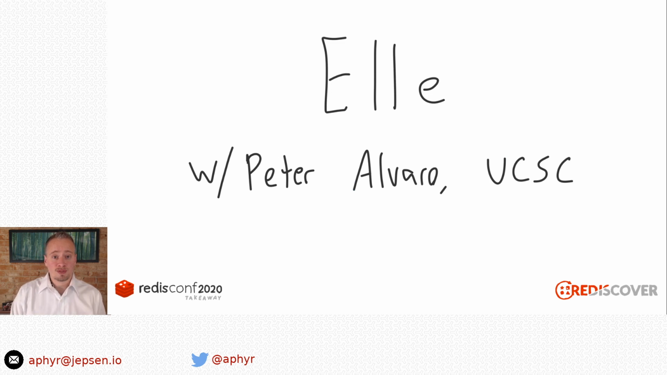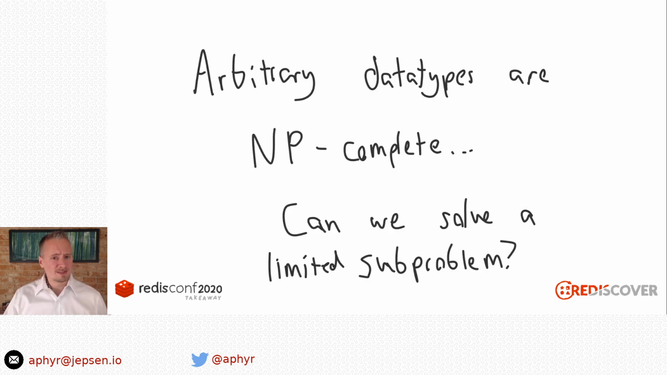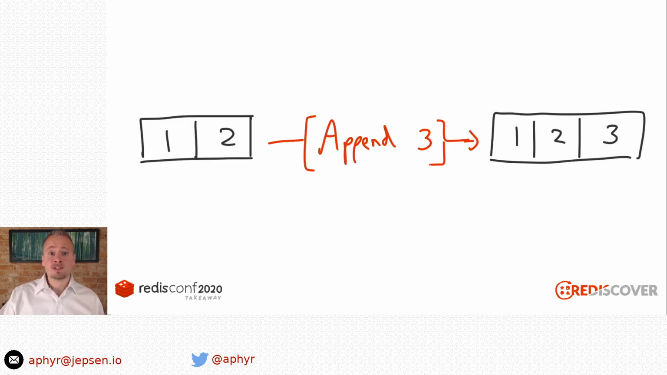So for RedisRaft, we introduced, pardon my dog, pardon the neighbors, we introduced a new testing methodology called Elle, which is a collaboration I've been working on with Peter Alvaro from UC Santa Cruz. In Elle, we say yes, checking arbitrary data types is an NP-complete problem, but maybe we can solve a limited subproblem of serializability checking or strict serializability checking by maybe choosing one particular data type.